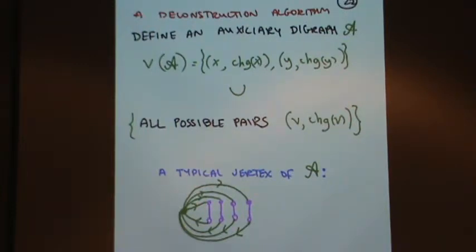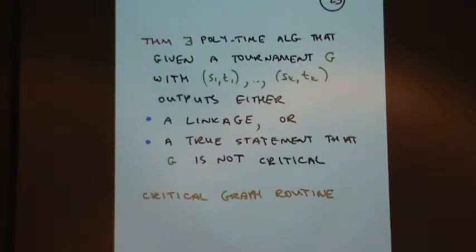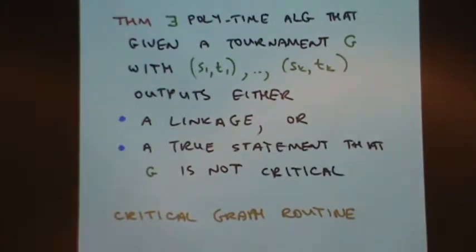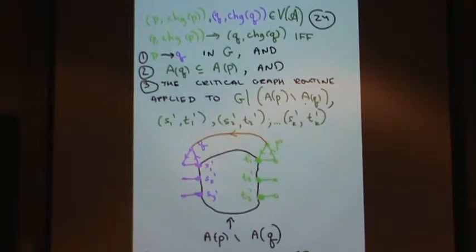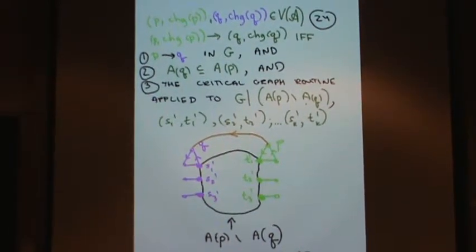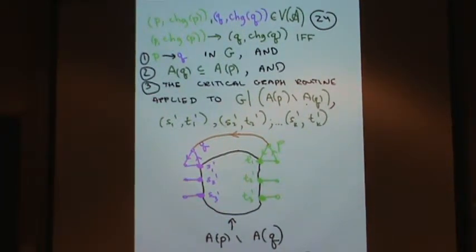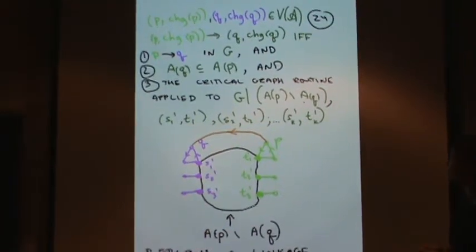So now to the interesting bit: what are the edges? Remember the critical graph subroutine, that if I have a critical graph, then I can find the linkage. Like I said, I'll refer to this as the critical graph subroutine. So now I can tell you about the edges. I'll try and tell you slowly. So I have two vertices in my auxiliary graph, P with the changeover of P, and Q with the changeover of Q. And now I need to tell you when they're adjacent to each other.